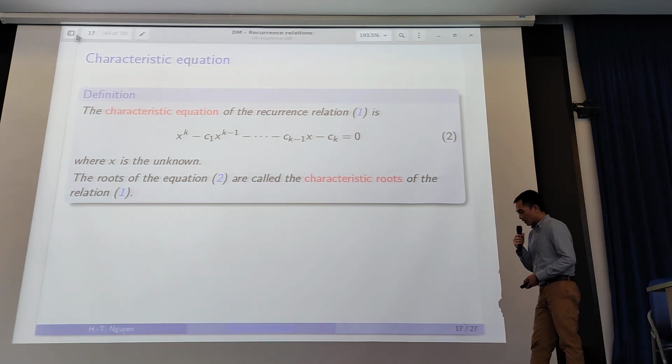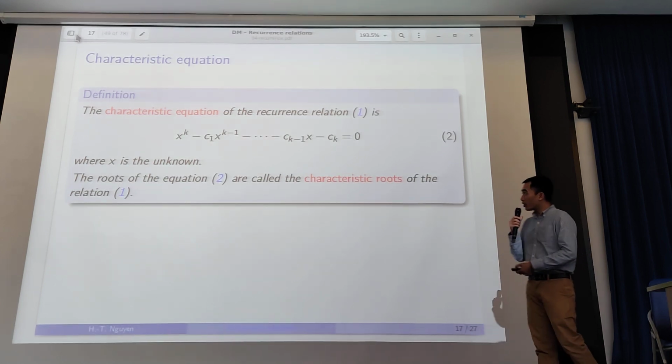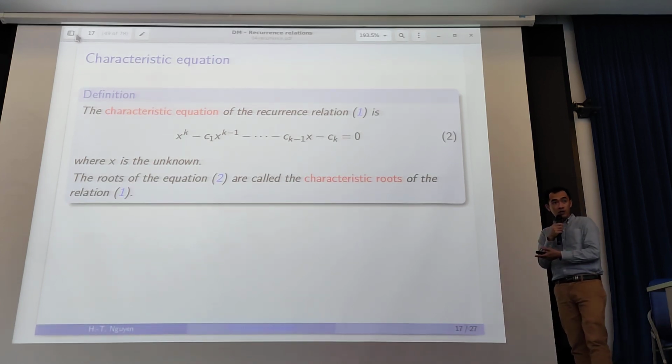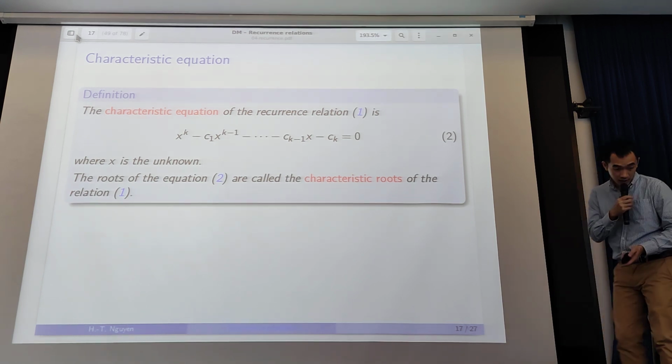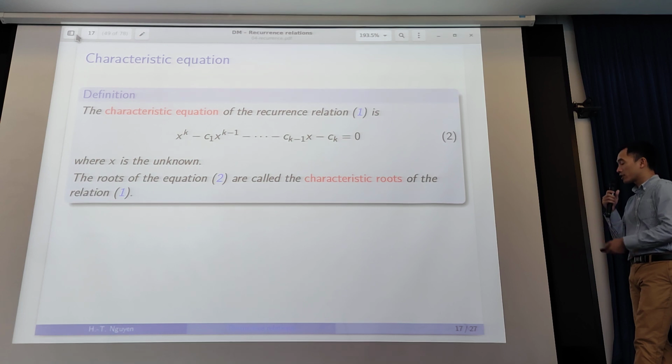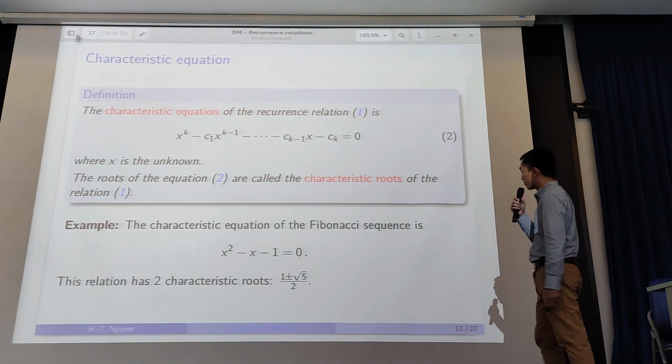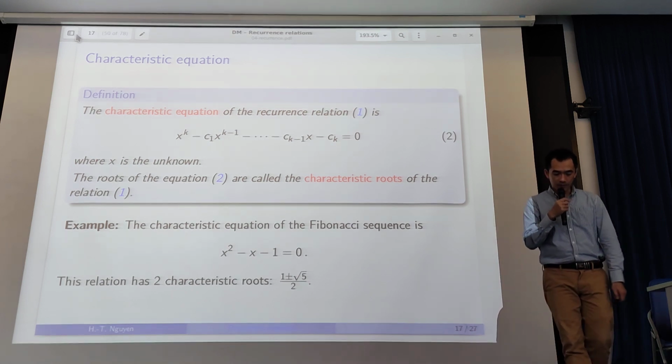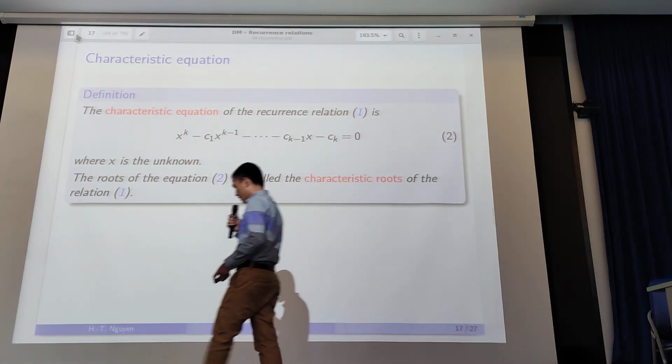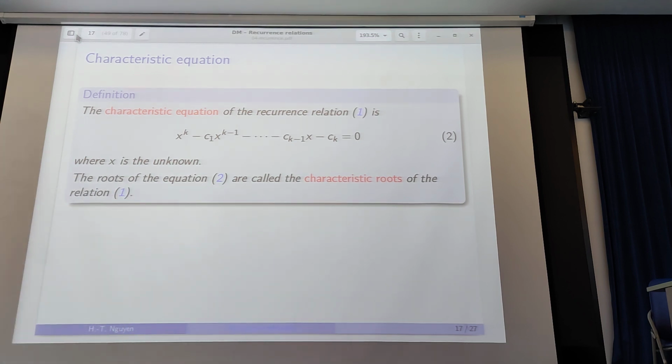And now the general solution. So here we only talk about the relation. Okay, there are no initial conditions yet. We only care about the recurrence relation. And suppose that we somehow can solve this equation, and we can get all the roots of this equation, and we get a set of characteristic roots of the relation. So for example, if we look at the Fibonacci sequence, then what is the characteristic equation corresponding to this?